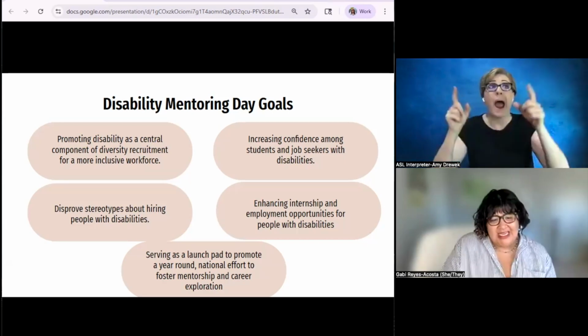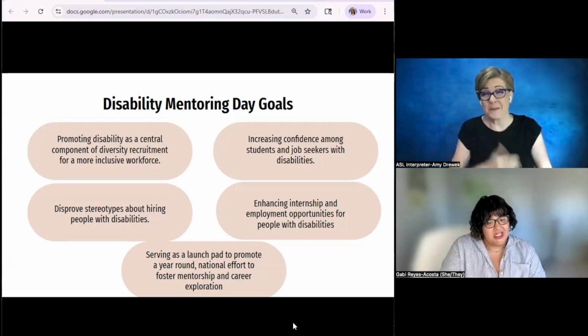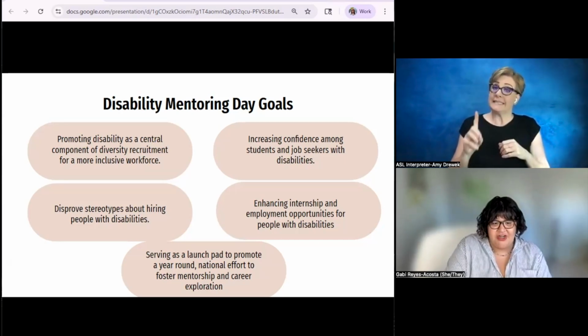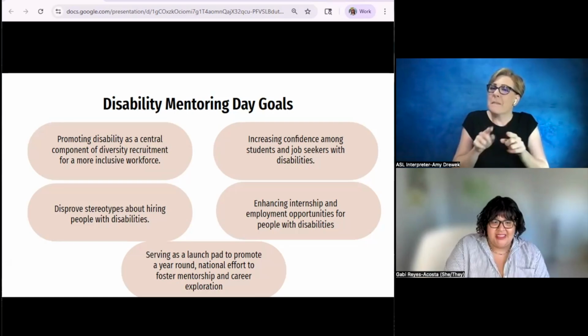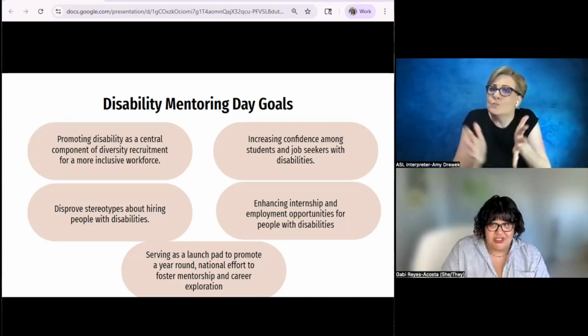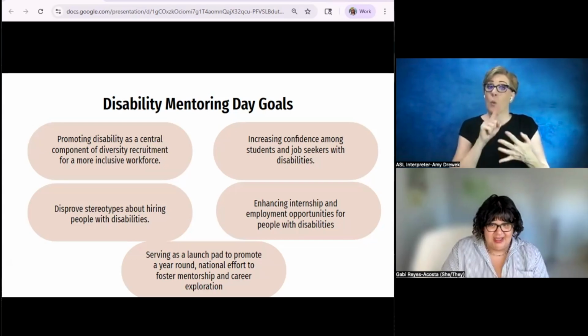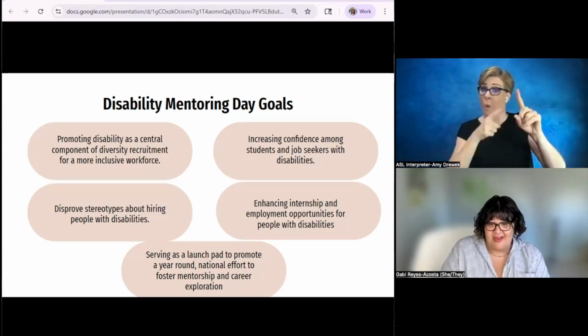And lastly, DMD can serve as a launch pad to promote a year-round national effort to foster mentorship and career exploration. Are there any questions about this so far before we move ahead?